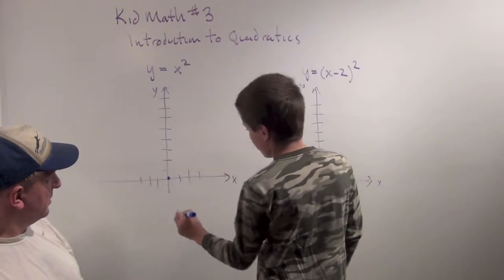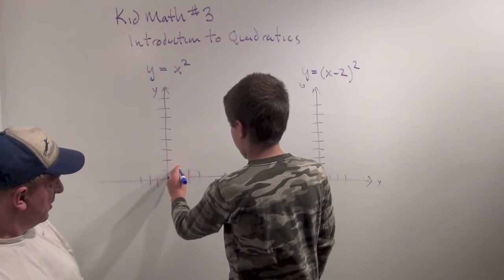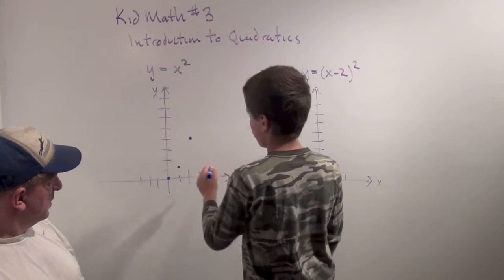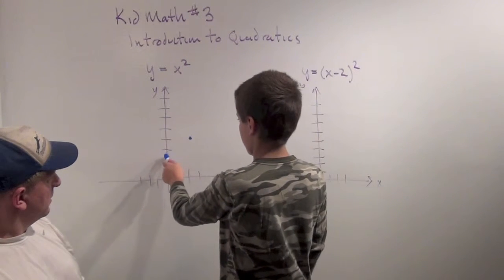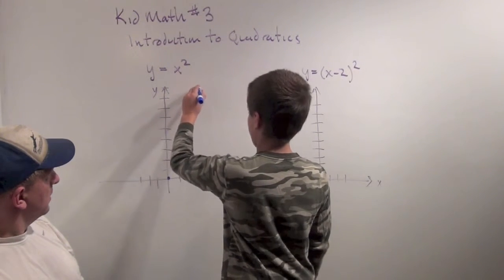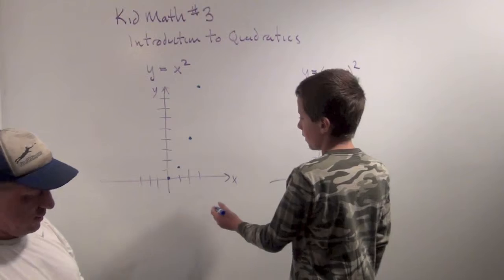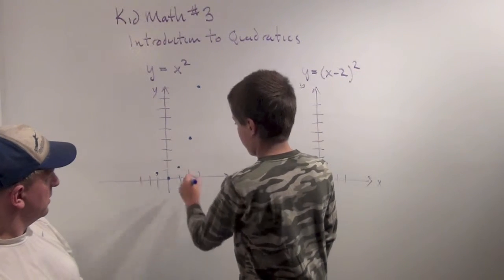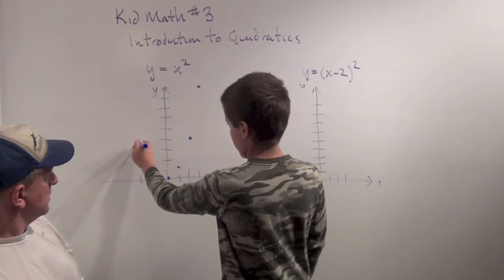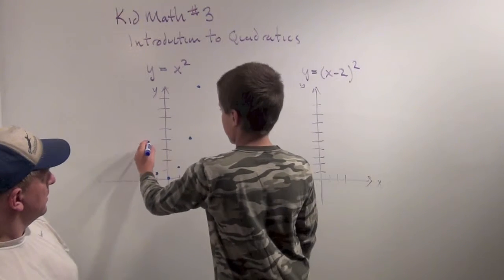When x is 0, y is 0. When x is 1, y is 1. When x is 2, y is 4. And when x is 3, y is 9. It's 9 high, so we're about right here. And when x is minus 1, y is 1. When x is minus 2, y is 4. And when x is minus 3, y is 9.